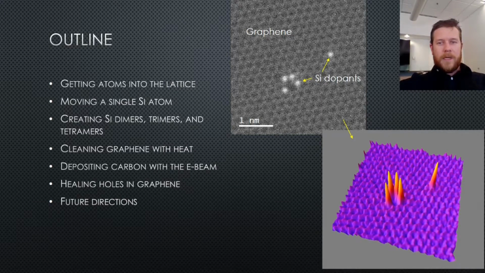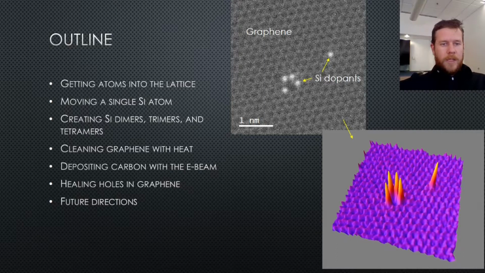So our system is graphene that we're looking at today with silicon dopants. And the first thing I want to address is how do we get the silicon dopant atoms into the lattice. Once we get them into the lattice, I'm going to show you how we are able to actually move them through the lattice using the electron beam. Once we can move them through the lattice, we can begin to create silicon dimers, trimers, and tetramers. And that's a recent result we have.